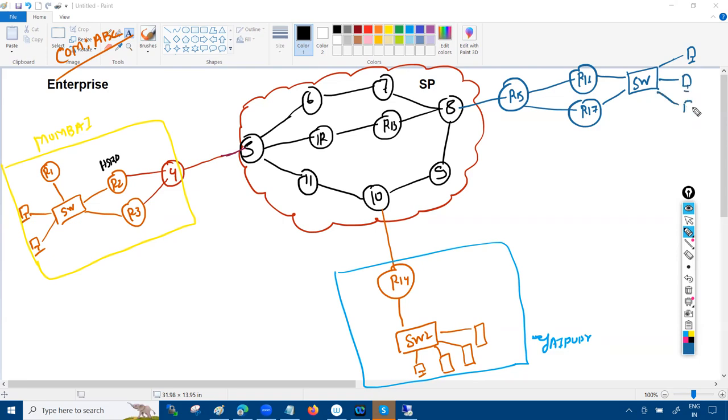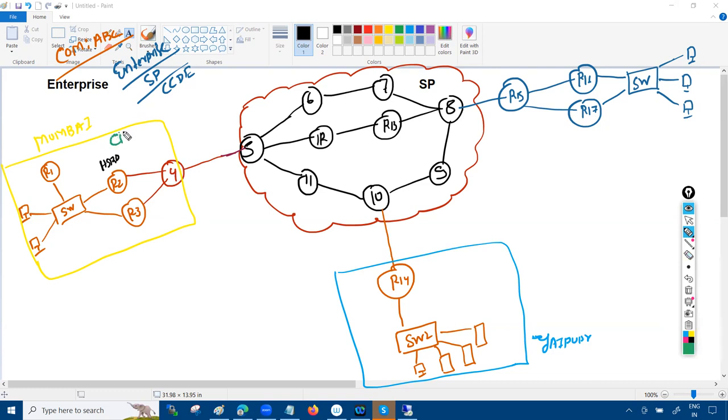So we are discussing the enterprise and service provider perspective. Our main focus is on the enterprise, service provider, and CCD part. Now, in this Mumbai location, whatever devices we have right now are all running on Cisco boxes.